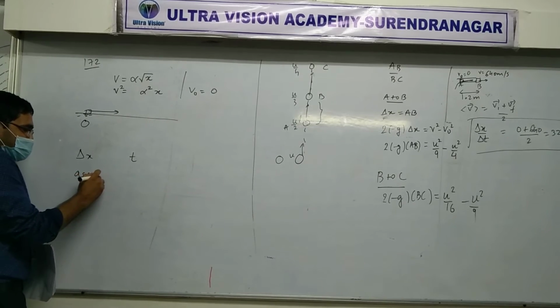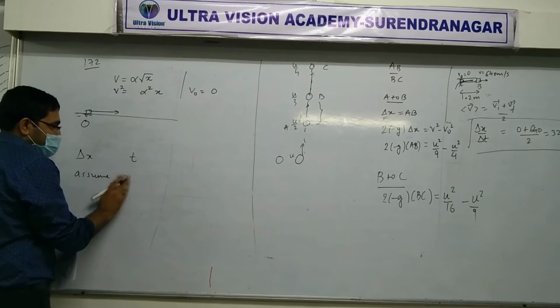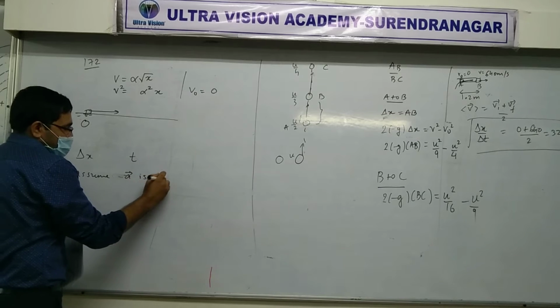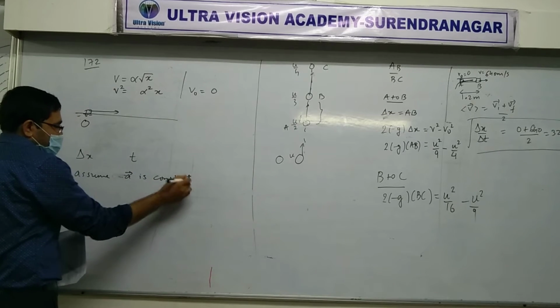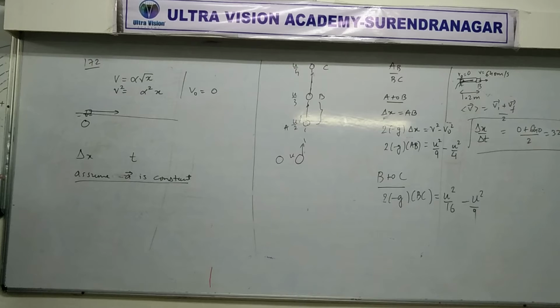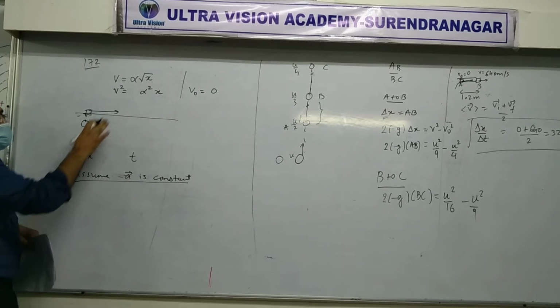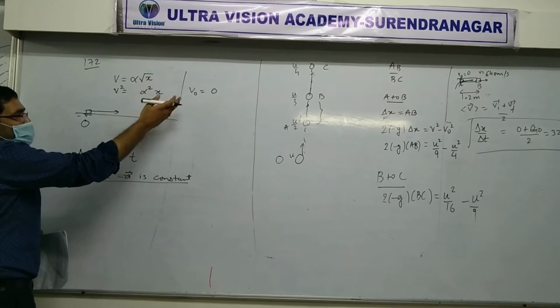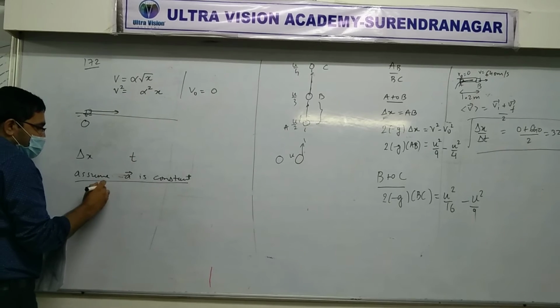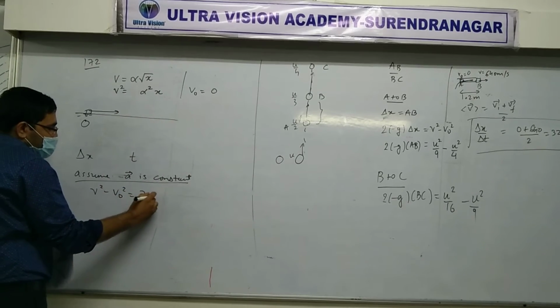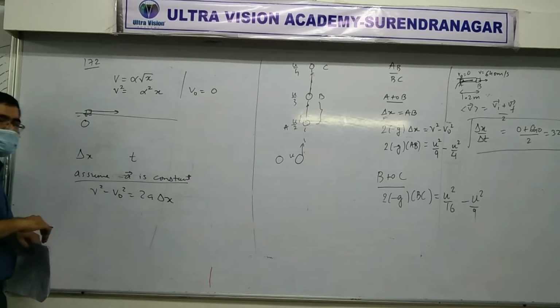Assume that acceleration is constant. Is that assumption valid? We'll see. This is the easiest way to do it. Okay, is the assumption valid? Let's check. If the assumption is valid, then this should be this, correct or not?